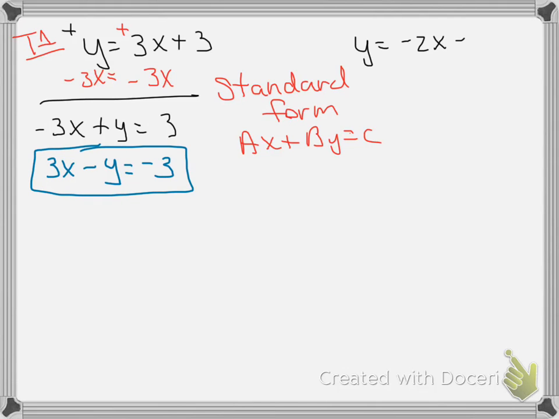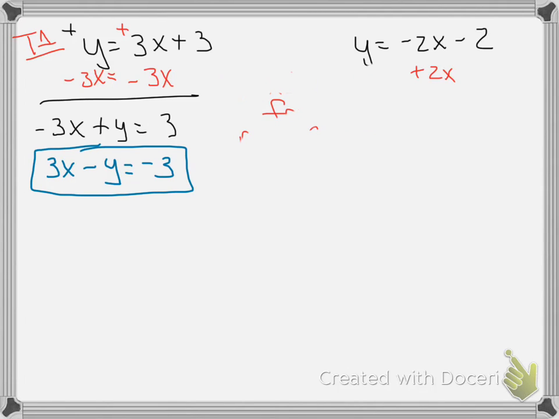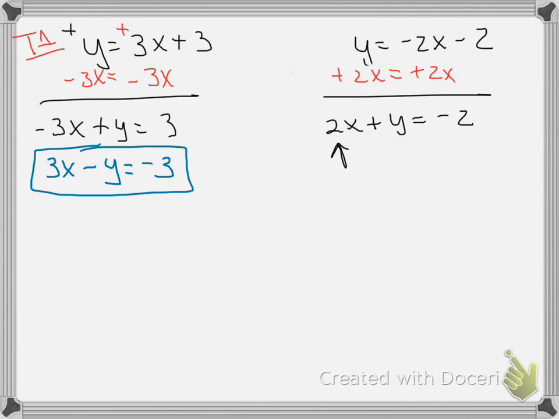Alright, so let's go back over here. And we're going to do the same thing here. We're going to add 2x to both sides because we're trying to get the x and y on the same side of the equal sign. So now we have 2x plus y equals negative 2. My a value, which is right here, is not negative nor a fraction, so we can leave it like this. So this is our other equation.